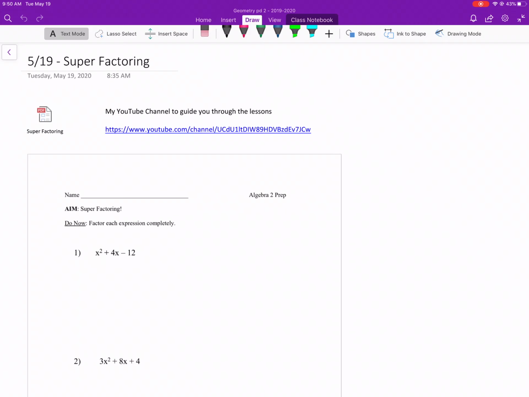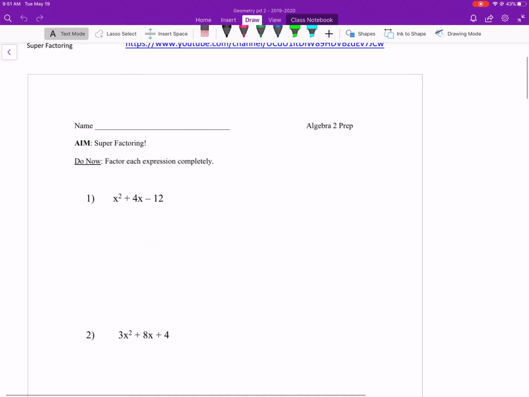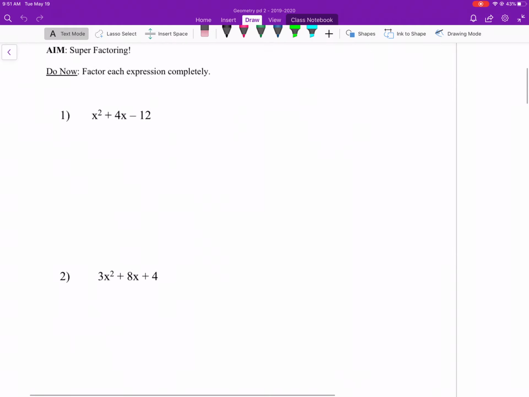Good morning, guys. Welcome to today's lesson, May 19th, super factoring. What in the heck does that mean? We will find out, but let's first take a look at the do now.